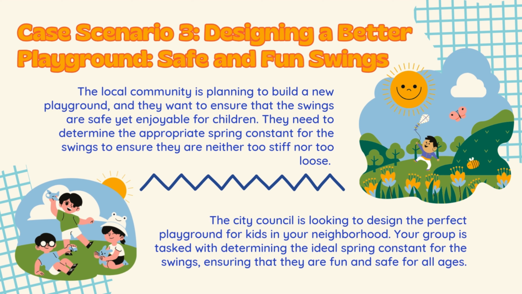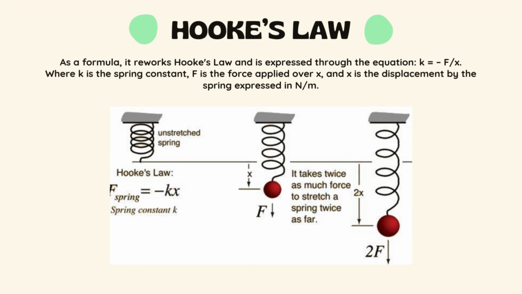They need to determine the appropriate spring constant for the swing to ensure they are neither too stiff nor too loose. So the city council is looking to design the perfect playground for kids in your neighborhood. Your group is tasked with determining the ideal spring constant for the swings, ensuring that they are fun and safe for all ages. But before we continue, let's talk first about Hooke's law.